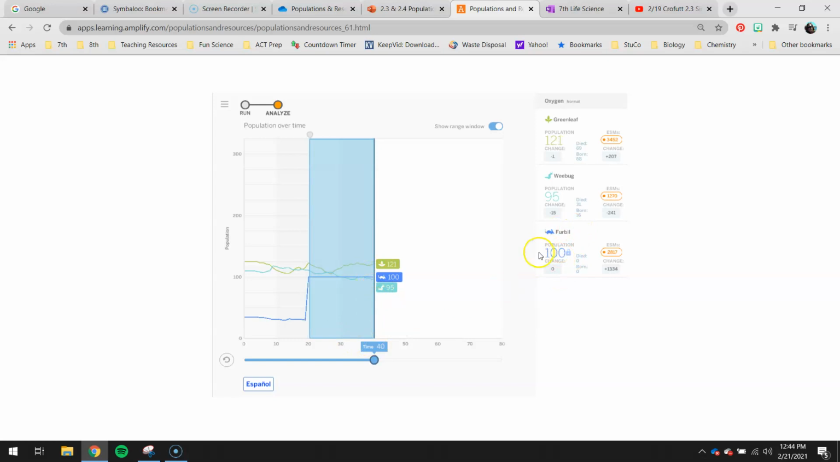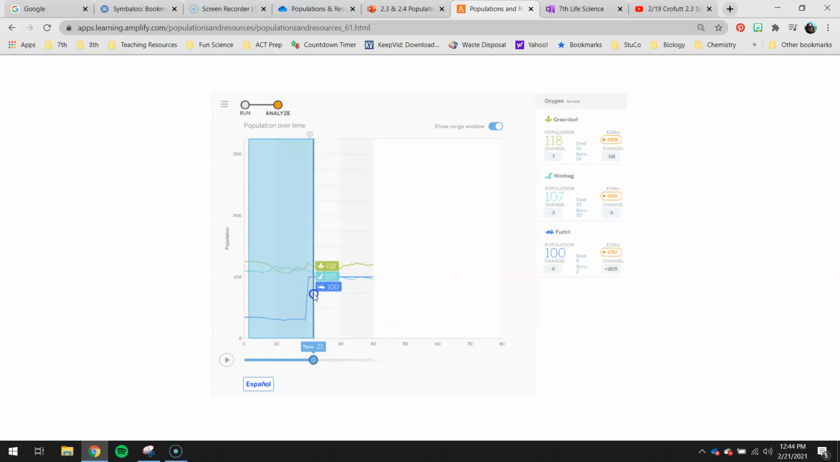we could say our fur bill was still 100. There was no change there. But our wee bug population was at 95, and it was decreasing by about 15 at that moment. We can drag this back and say, all right, at this moment in time right here, that's where we increased, just before we increased our fur bill population. So we can see, all right, our fur bills were only 31, and we were actually increasing our wee bugs at the time.